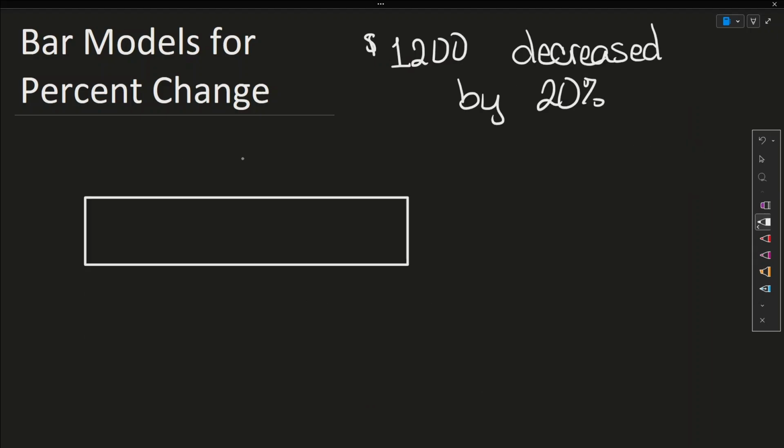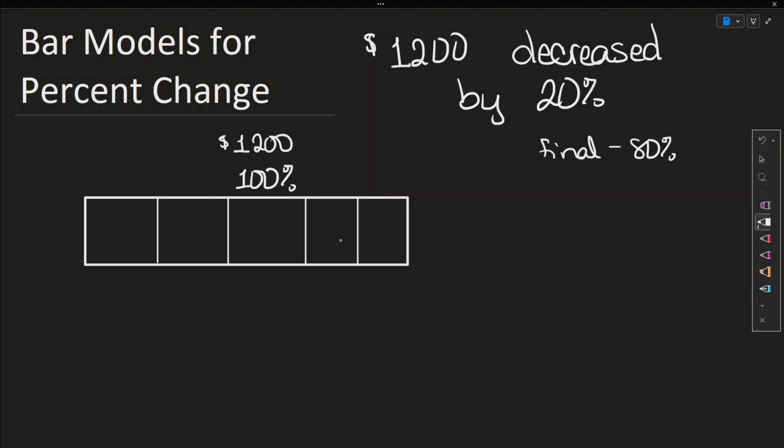Next, let's look at $1,200 decreased by 20%. So $1,200 will be our 100%. A decrease of 20% means the final percent we need is 80%, 100% minus the 20%. For this problem, we can break the bar into 5 equal pieces. So now each of these will be 20%.